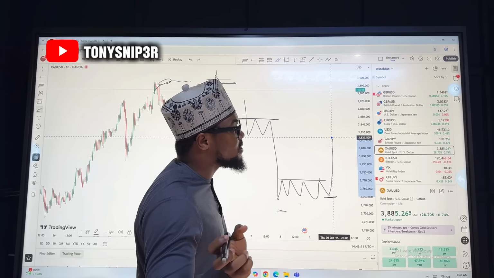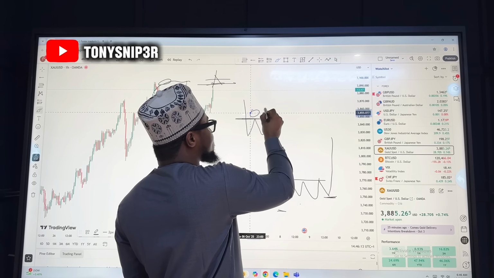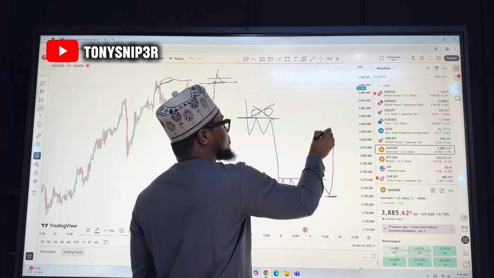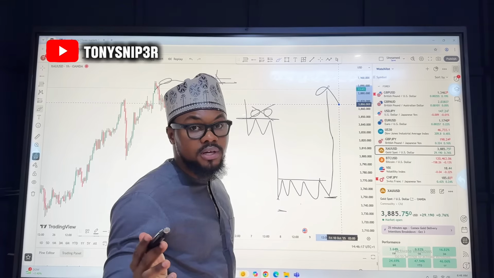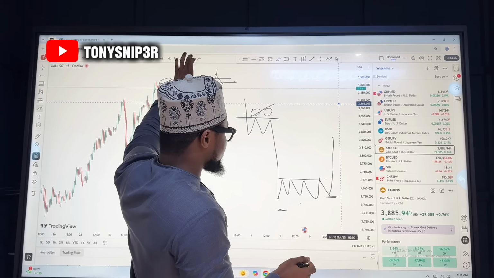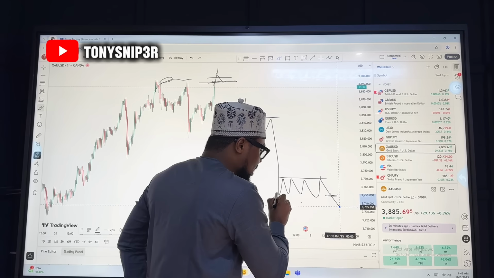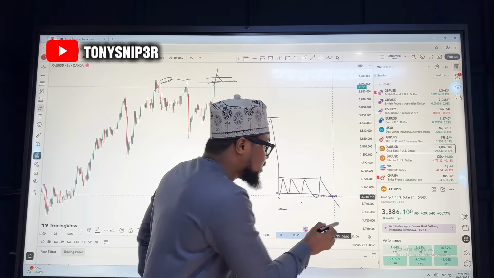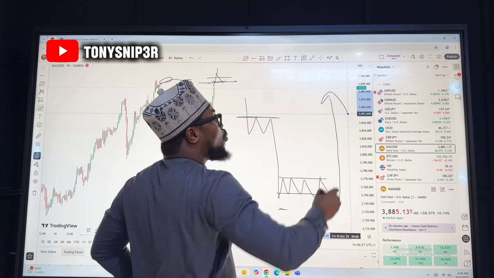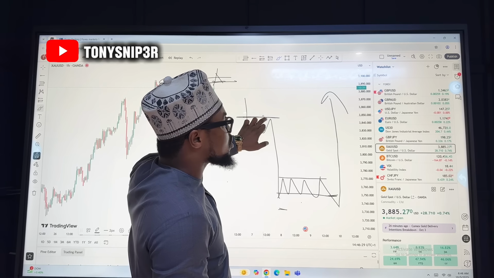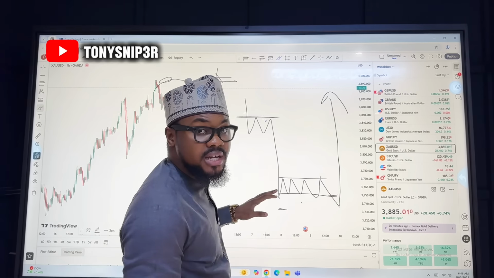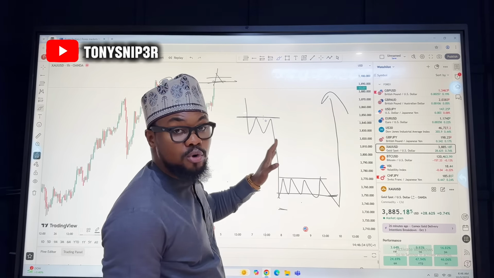When you start buying, when would you exit? When the market clears what? This liquidity. That's when you close the trade. Another scenario, you can wait for this market to dip below, clear all this liquidity, then you enter the market. And once you enter, this is where you clear your liquidity. This is where you take your profits.